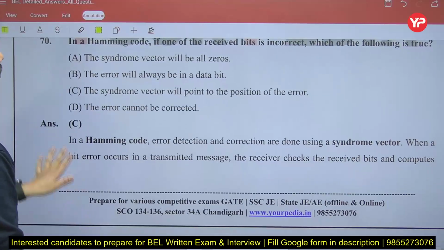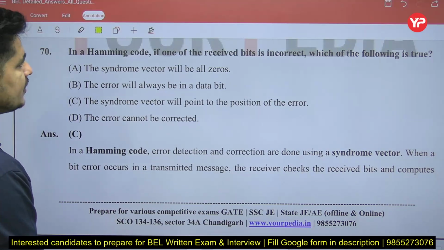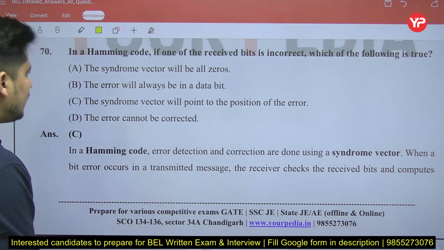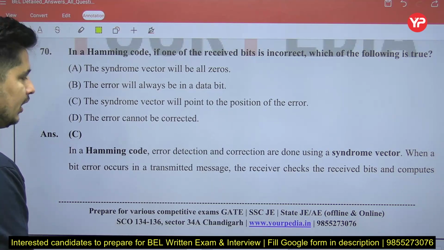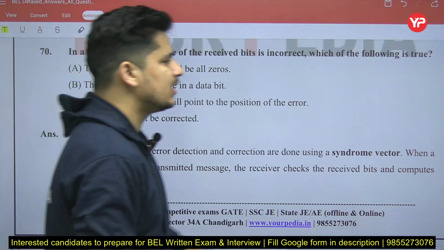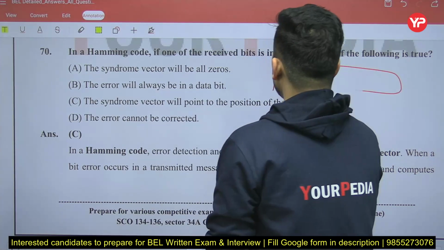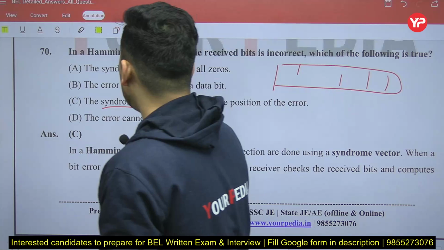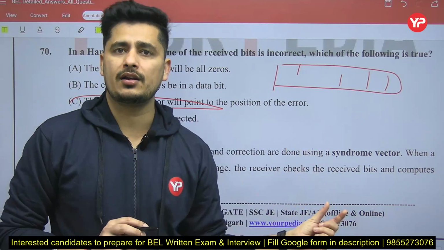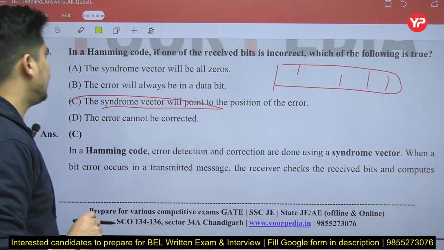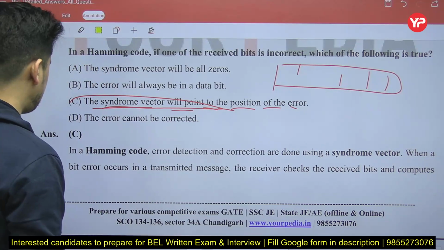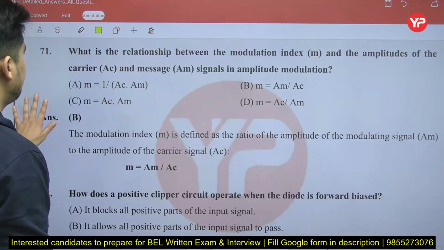In the Hamming code, if one of the received bits is incorrect, which of the following is true? Whenever one bit is incorrect, then you have a syndrome. Syndrome will point out the position of the error bit. When we studied the Hamming code, we saw that inside it we have a syndrome. Syndrome vector will represent which bit position is in error. So it will tell you which bit position is in error, that is the syndrome vector. It will point out the position where the error occurs inside the group of bits.